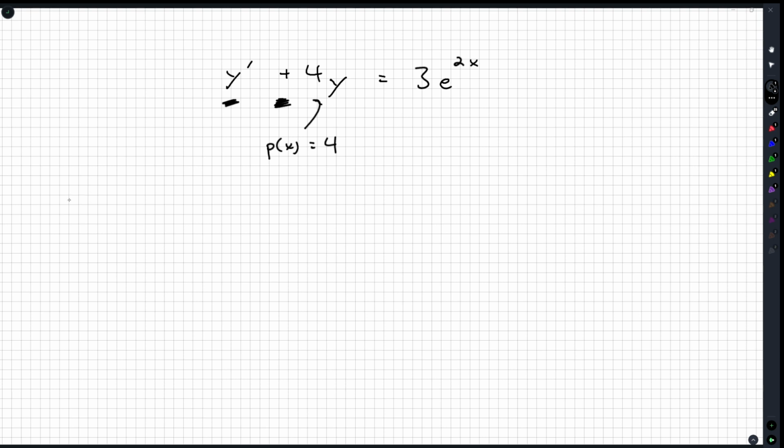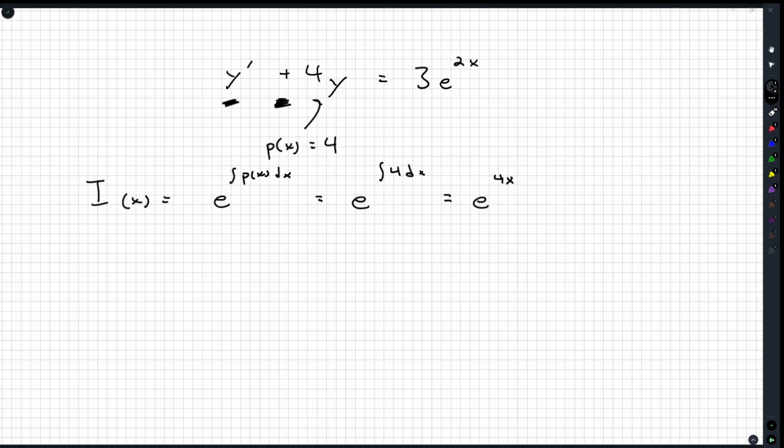So the first thing we need is the integrating factor. We'll call it I of x. There are a couple of standard names for the integrating factor, and I seems pretty standard and nice to me. So it's e to some antiderivative of your p of x. So that's e to, what are the antiderivatives of 4? Well, we certainly know it's 4x. So there's an integrating factor.